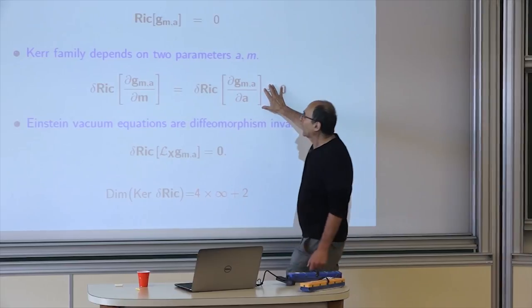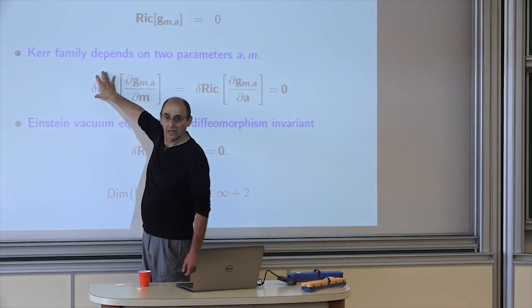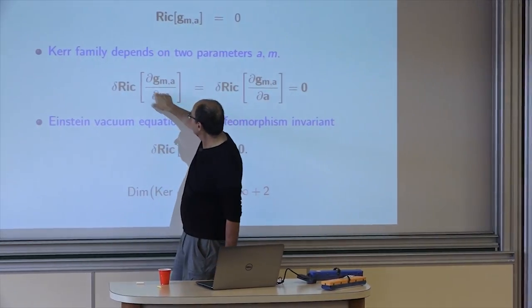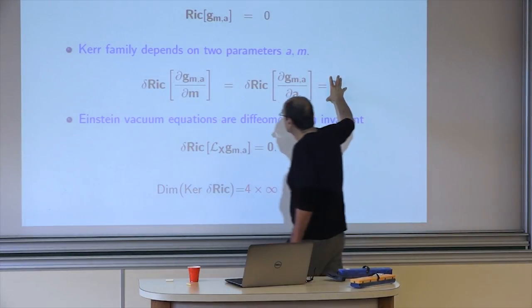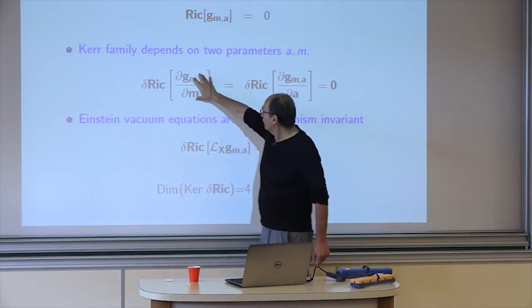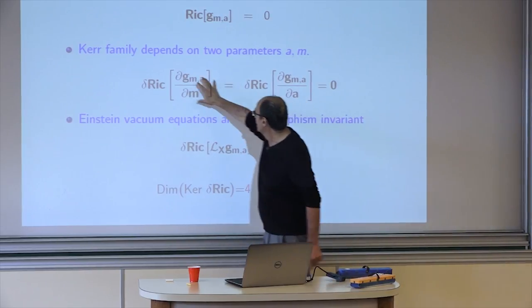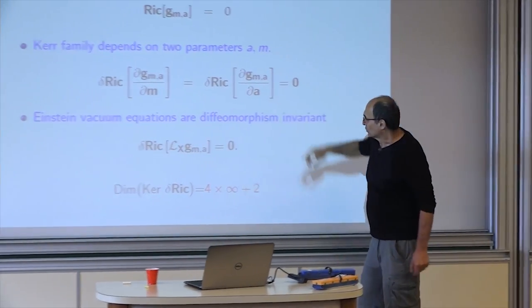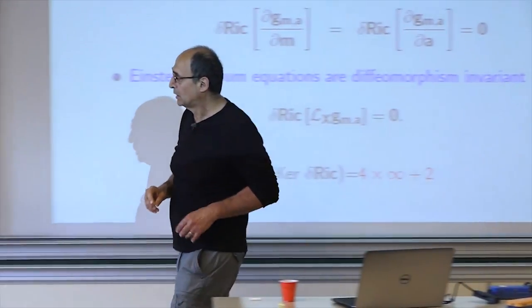I can linearize the Einstein equations. I find that the derivative of g with respect to M is actually an eigenfunction corresponding to zero eigenvalue. In other words, I have a one-parameter family of solutions, a non-trivial kernel. This is two-dimensional. And in addition, I have this gauge invariance.